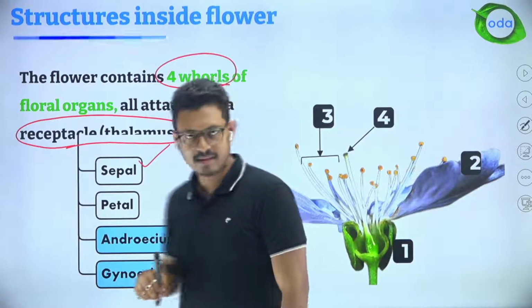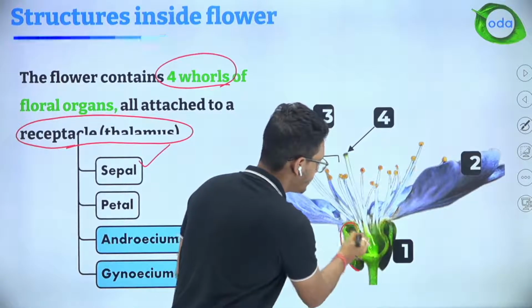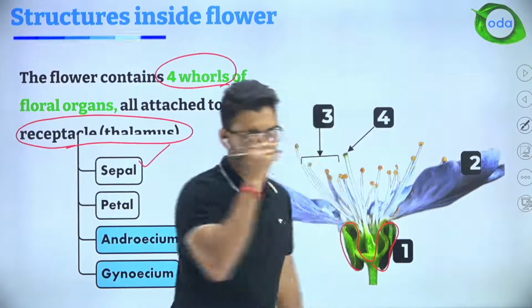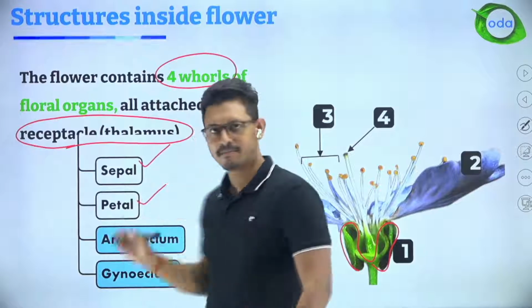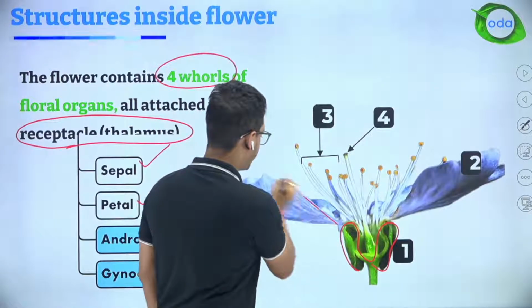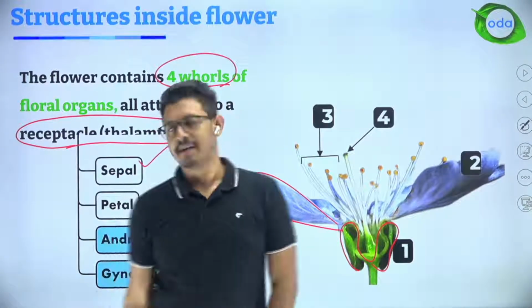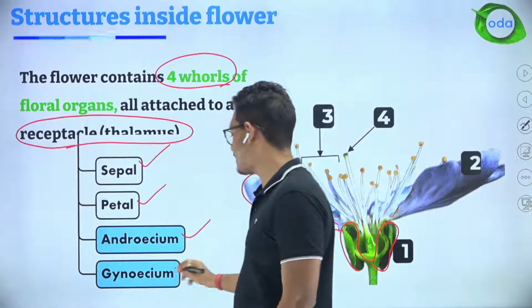First, you have the sepal. Sepal is basically this green part that you're seeing right now. Number one. Then you have the petal. Petal, everybody knows petals, right? These are the most colorful parts of the plant. And then you have androecium and gynoecium.